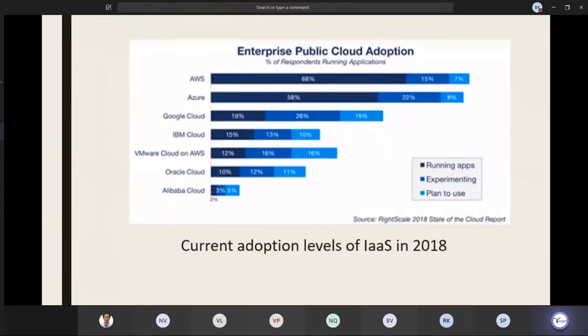This slide shows the current adoption levels of IaaS, where you can see AWS is having 68% running apps, 15% experimenting, and 7% plan to use. Whereas Azure is having 58% running apps, 22% experimenting, and 8% plans to use, followed by Google Cloud, IBM Cloud, VMware Cloud on AWS, Oracle, and Alibaba.